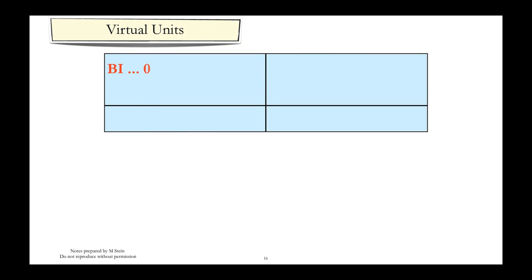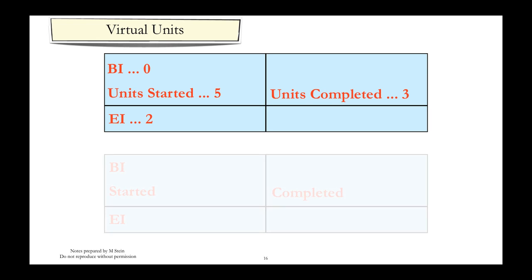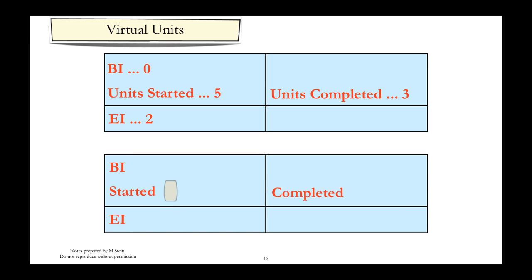I usually recommend starting the analysis with the balance sheet for virtual units, since this provides a basis for keeping track of the activity. 5 units were started, 3 units were completed, and 2 units are in ending inventory.